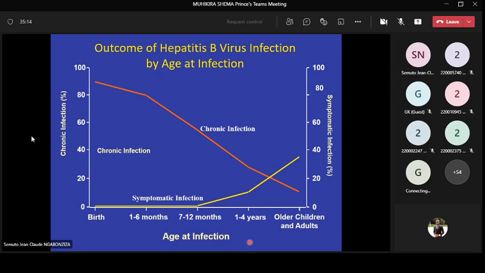So this is much easier, much simpler than the previous one, especially the outcome with age at infection. In infants, again and again, of course, infection mostly leads to chronic. In adults, of course, it depends, and the chronicity or chronic infection gets reduced with age.